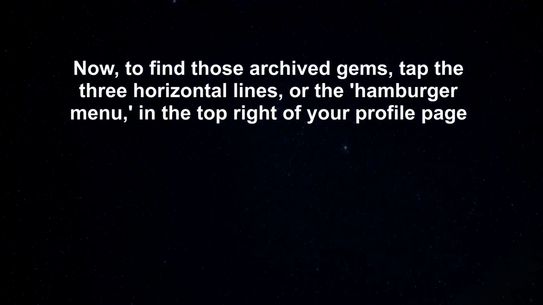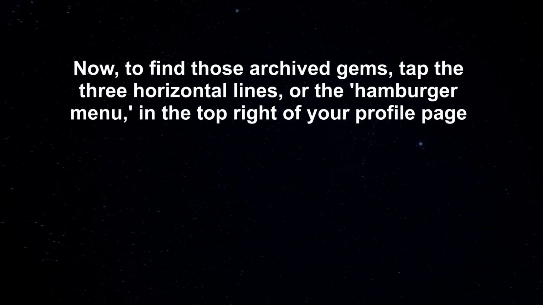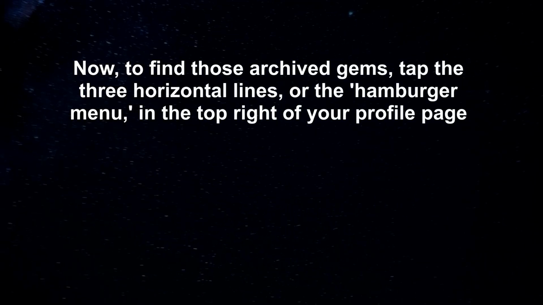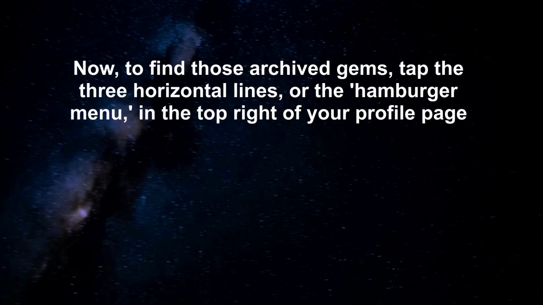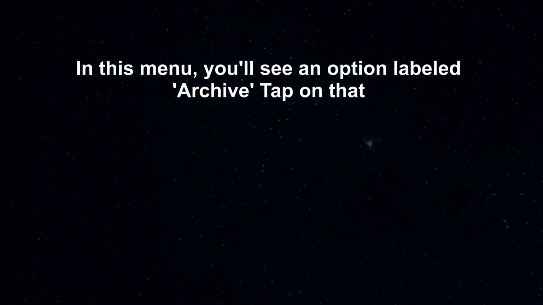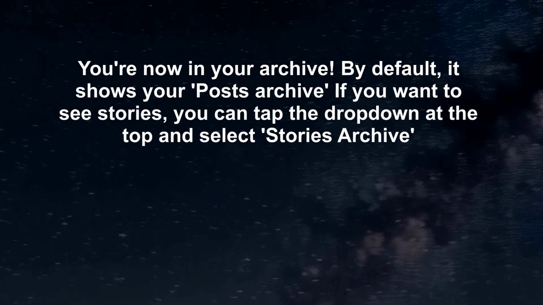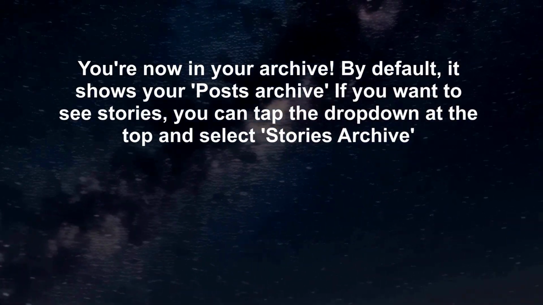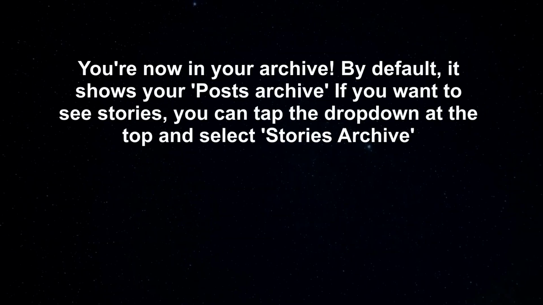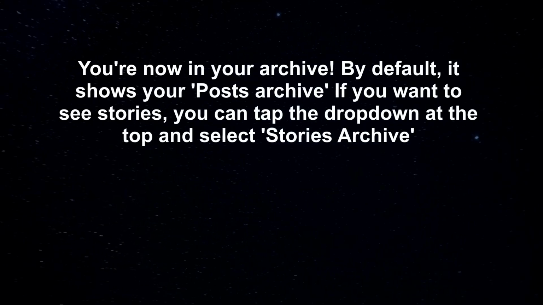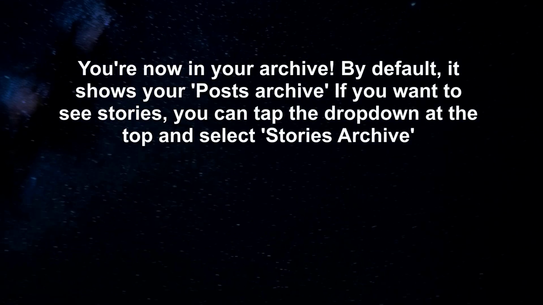Now, to find those archived gems, tap the 3 horizontal lines or the Hamburger menu in the top right of your profile page. In this menu, you'll see an option labeled Archive. Tap on that. You're now in your archive. By default, it shows your posts archive. If you want to see stories, you can tap the drop-down at the top and select Stories Archive.